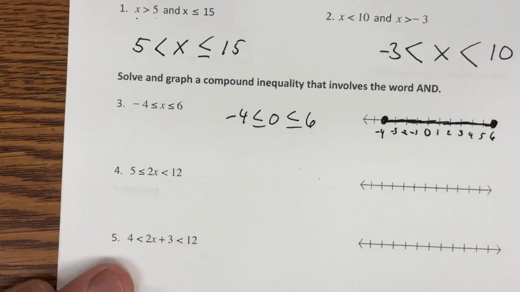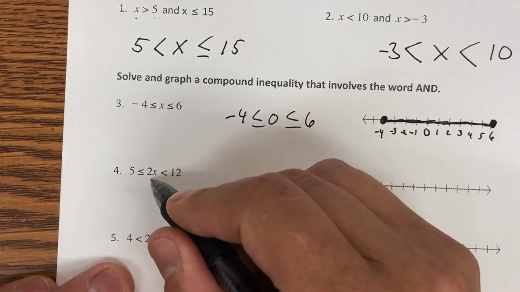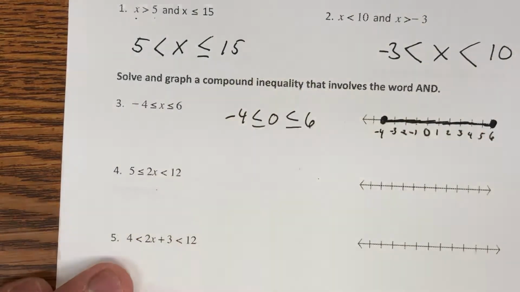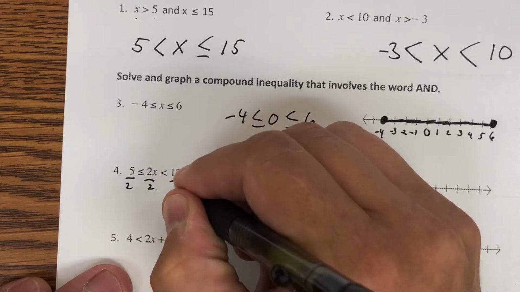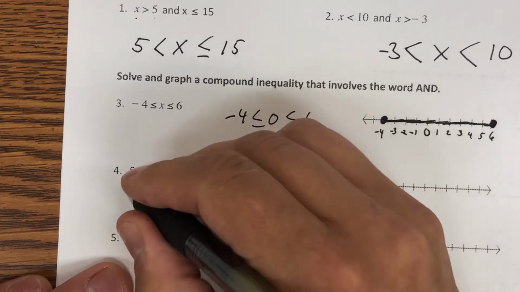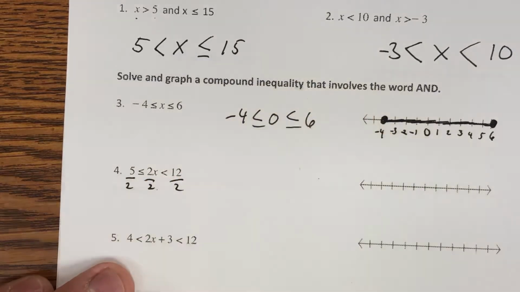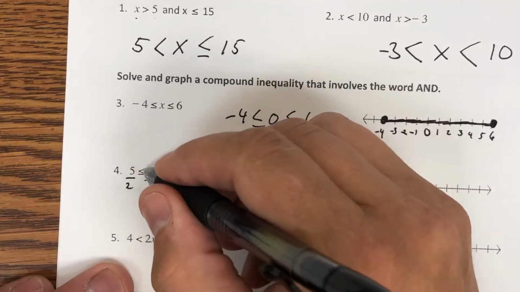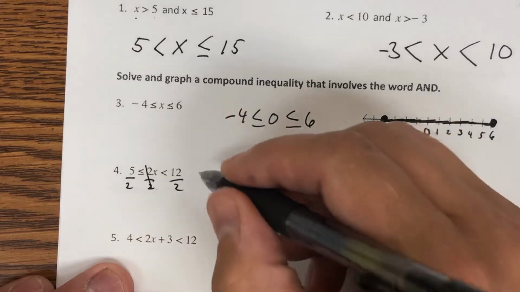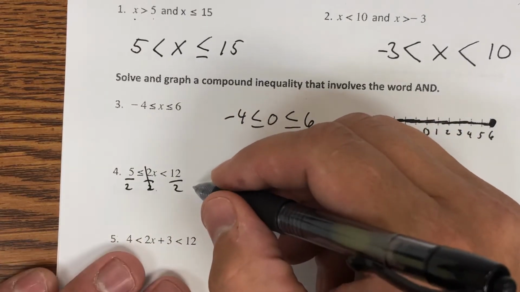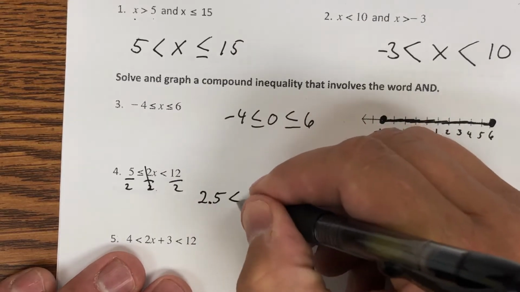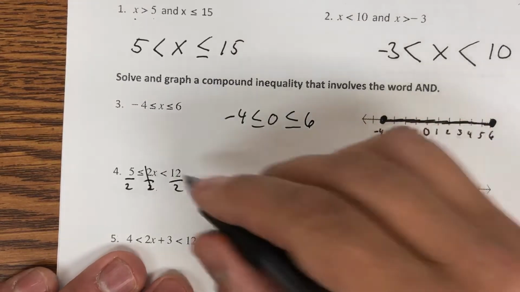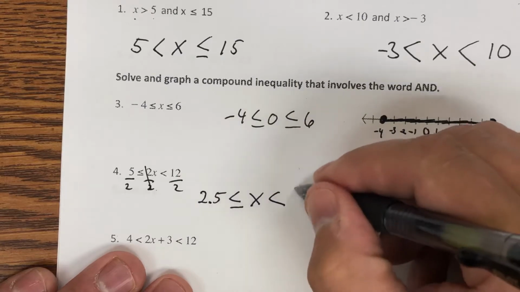Okay, the next one we're actually going to have to solve, and we have to isolate the x. So to get rid of the 2, just like when we're solving, we're going to divide by 2. But on this compound inequality, I have to solve all of them. So I have to solve the left side. I also have to solve the right side. So we have to divide all of the parts by 2. Cancels. 5 over 2. That's 2 and 1/2. So I'm going to call it 2.5 is less than or equal to x. 12 divided by 2 is 6.